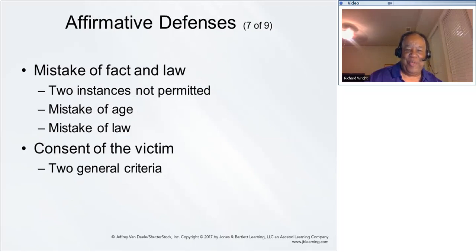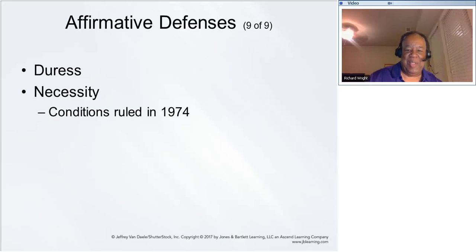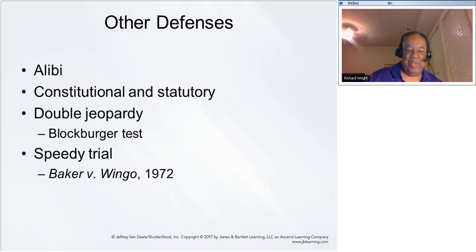And then the other affirmative defenses, and then finally we get to other defenses such as alibi, double jeopardy, where you've been tried in a case. You cannot be tried for the same case twice. For example, very recently there was some argument that O.J. may have admitted that he committed the murders. Well, he's been tried and found not guilty. Double jeopardy would prevent him from being tried again. Then there's speedy trial defenses there. And that's it.